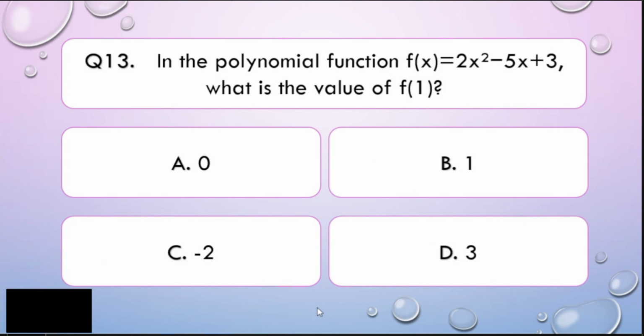In the polynomial function, f of x is equal to 2x squared minus 5x plus 3. What is the value of f of 1? Is it A, 0, B, 1, C, negative 2, or D, positive 3? I'll give you 5 seconds to think about your answer.